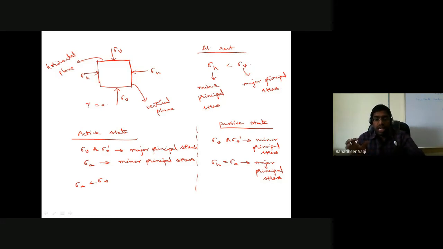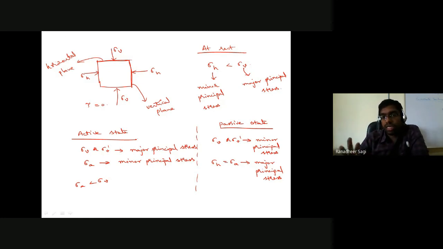And please do understand how the stress reversal is taking place. In the case of active or at rest condition, your horizontal plane is the one on which the major principal stress, that is the vertical stress, is acting. But in the case of your passive state, my major principal plane is not the horizontal plane, rather it is your vertical plane, because on that vertical plane your maximum normal stress is acting before the failure of the soil. So as the maximum normal stress is acting on the vertical plane, that vertical plane is going to be called your major principal plane, on which your major principal stress is acting in the horizontal direction.